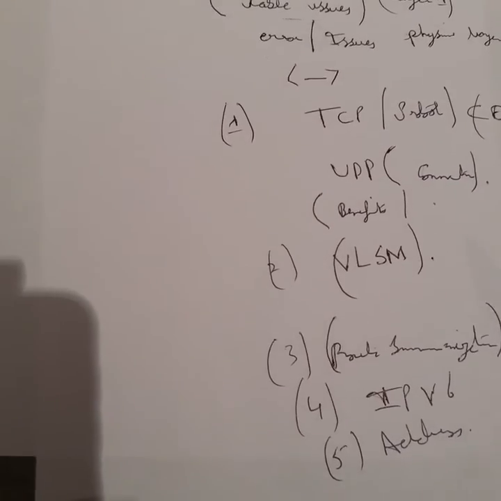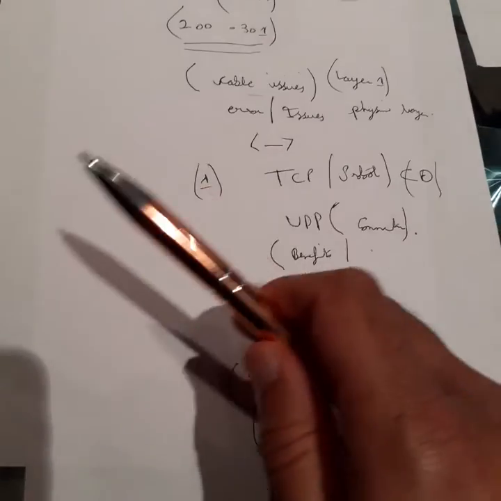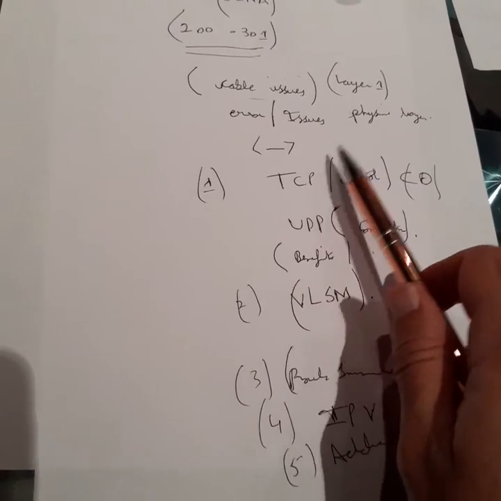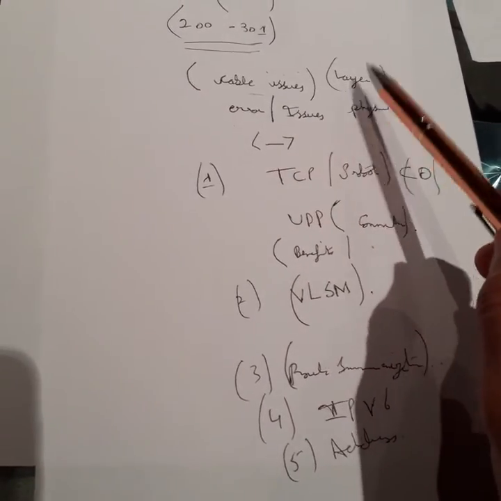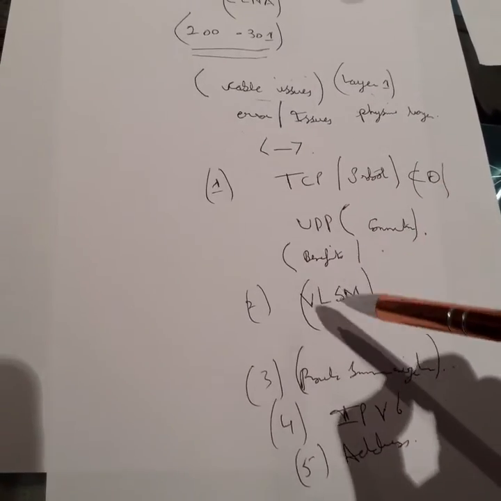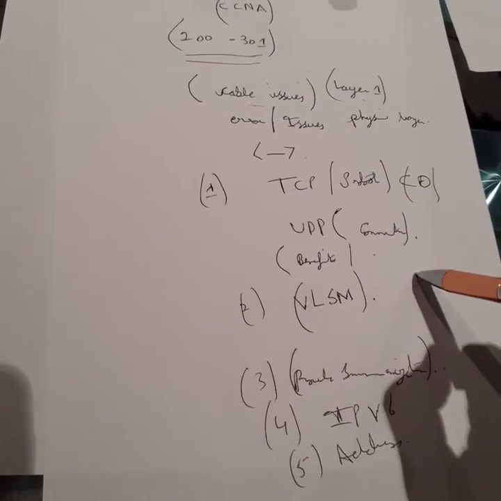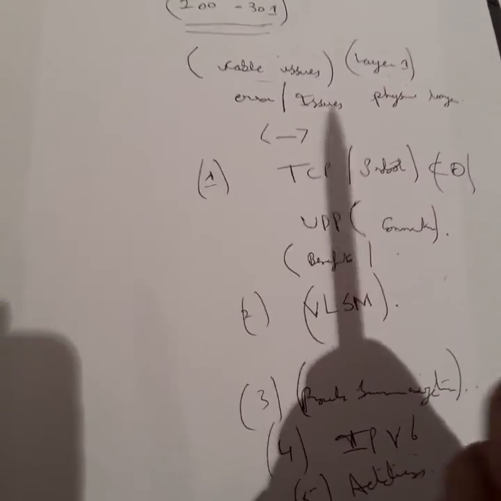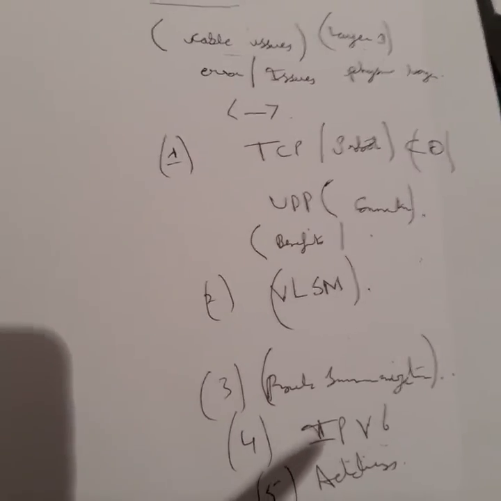So now CCNA is not just all about subnetting, there are more things in it. So when we are talking about layer 1 and then layer 4, the transport layer, then we have layer 3 here, and we've got loads in a sense.